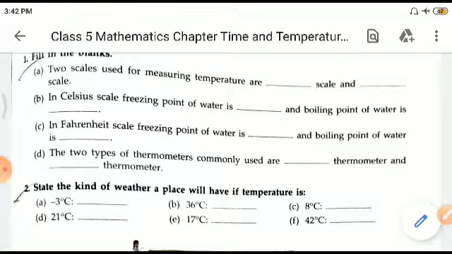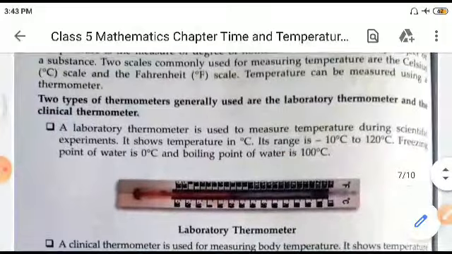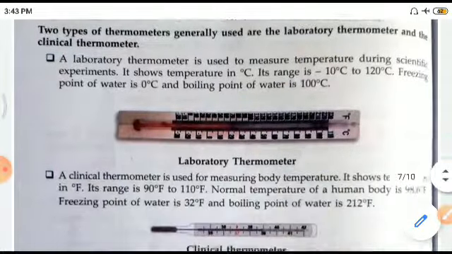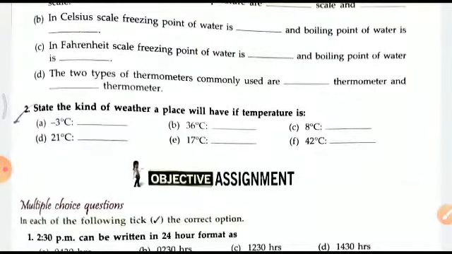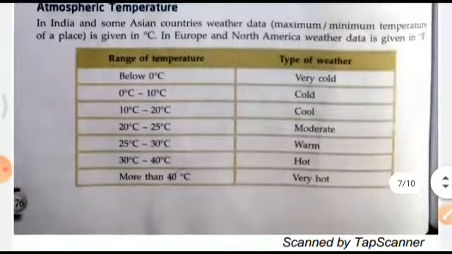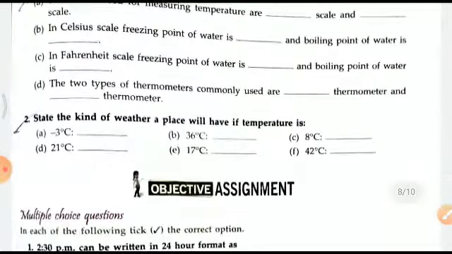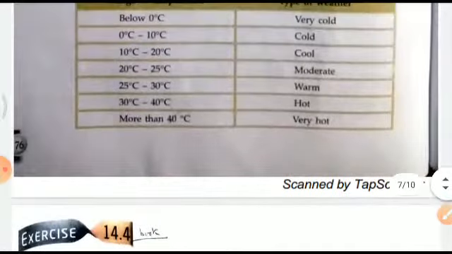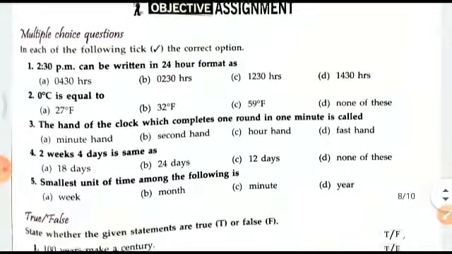The two types of thermometer commonly used are the laboratory thermometer and the clinical thermometer. And this minus 3 degree centigrade is below 0 degree, so it is very cold, and 36 degree is a hot area. Like this you have to do.